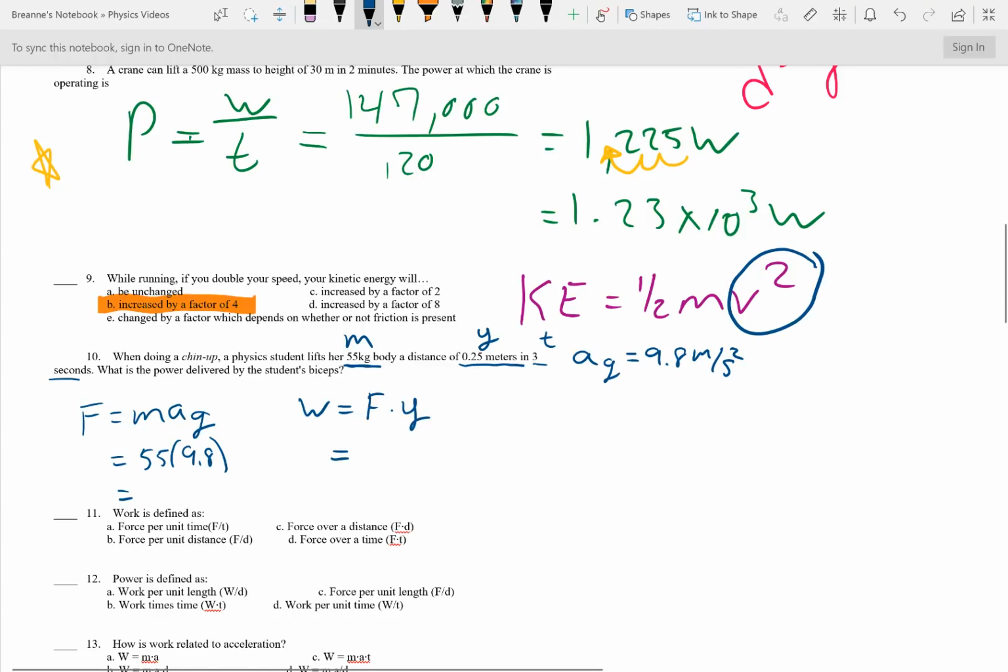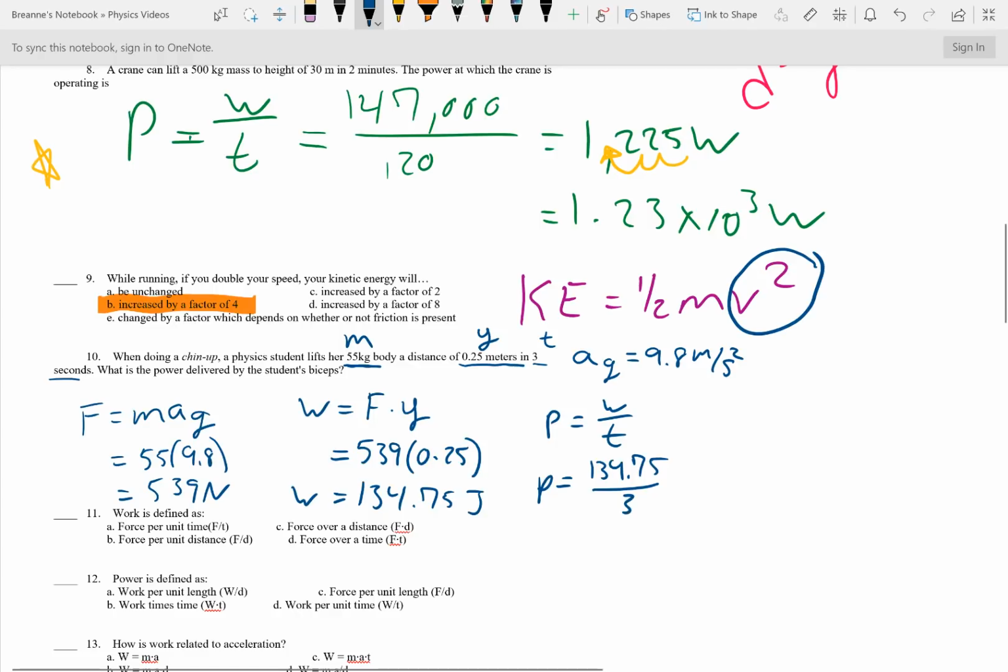And once you figure out your force, which is 539 newtons, you can plug that into your work equation. You're going to multiply that by your distance, which is 0.25. And you get 134.75 joules. And then you can plug your work into your power. So you just divide that by your time, which is not very long. Curl-ups are hard. And so the power is 44.92 watts. Again, you can put that into scientific notation. You get 4.49 times 10 to the 1 watts.